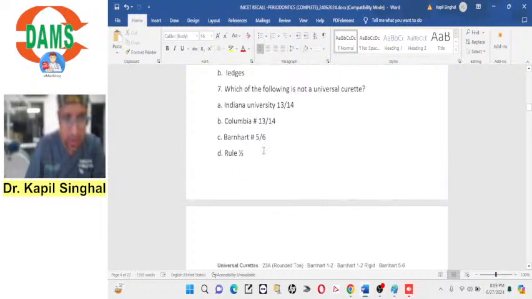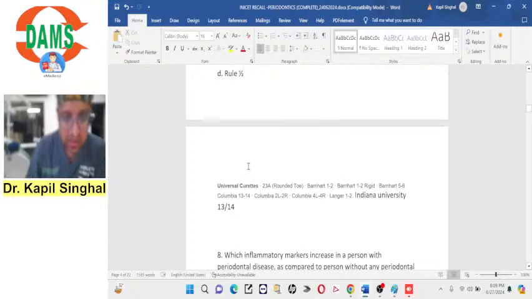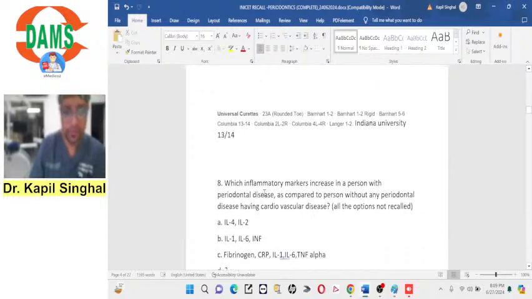Now, if you see all the options, these 3 are universal curettes. So we don't know exactly what the 4th option is. Just look at the options in your question, because the options provided right now seem to me to be all universal curettes. Please remember the names: Barnhart 1 and 2, 5, 6, Columbia 13, 14, Columbia 2R, 2L, 4R, 4L, Langer 1 and 2, Indiana University 13, 14, all are universal curettes.